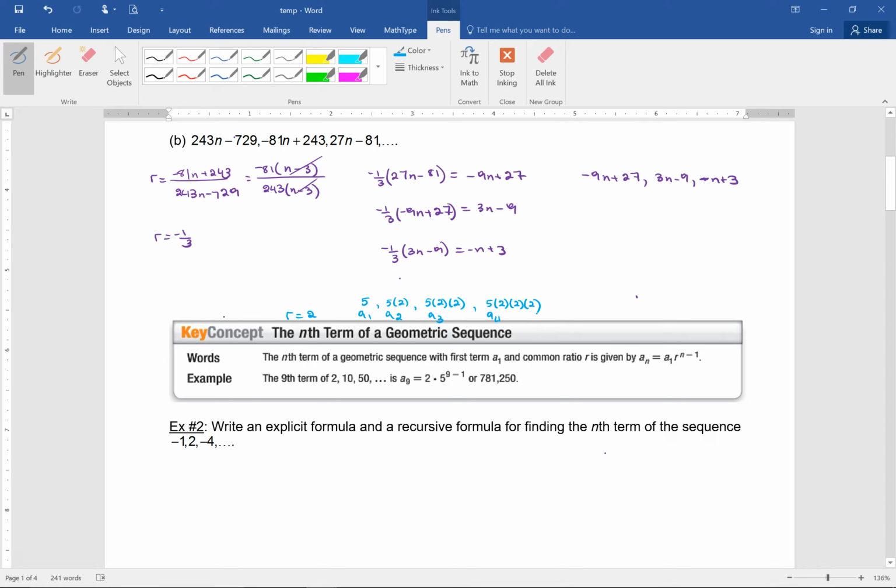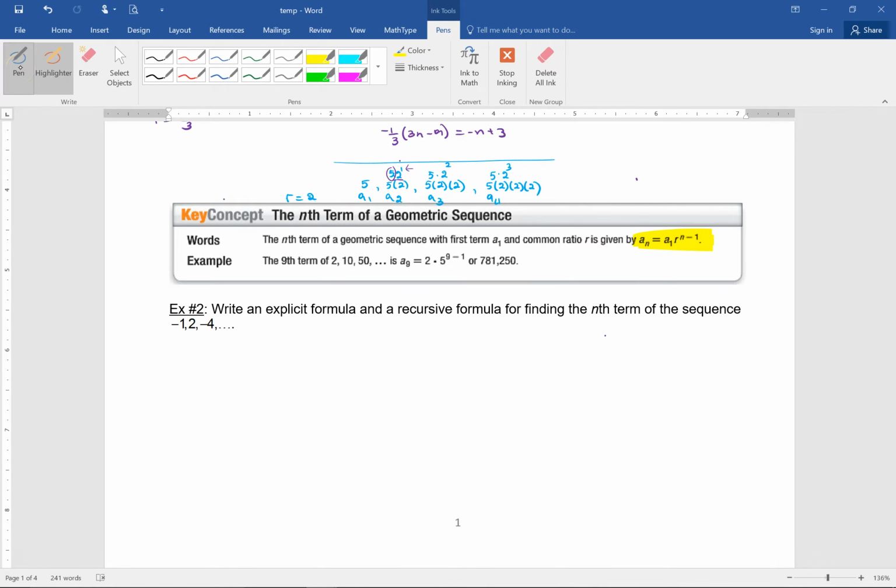Written in more compact form, this is 5 times 2 to the power of 3, 5 times 2 to the power of 2, 5 times 2 to the power of 1. If you compare the value of n with these, what do you notice? The exponent of r is 1 less than n. So you have your first term, a1, times r to the power of n minus 1, and that is how you find an. So if you're looking for the 30th term, then you multiply by r to the power of 29.